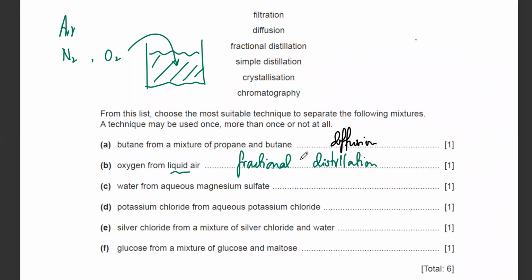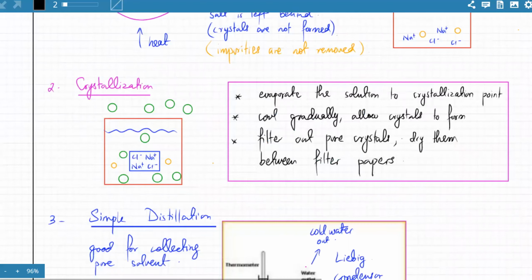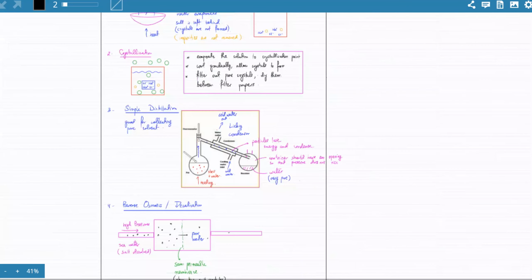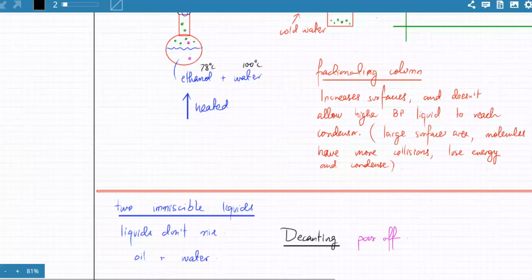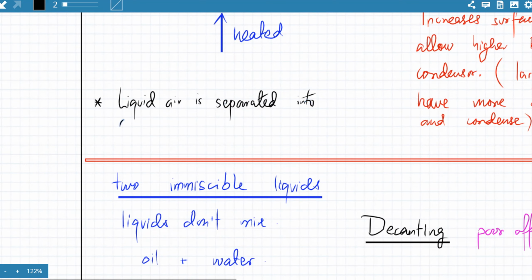This is something also part of air and water, but I'm going to add this point in fractional distillation. There's a chapter at the end, but it's related to this, so I'm going to add one point over here. Like you have oxygen tanks in hospitals. So liquid air is separated into its components by fractional distillation.